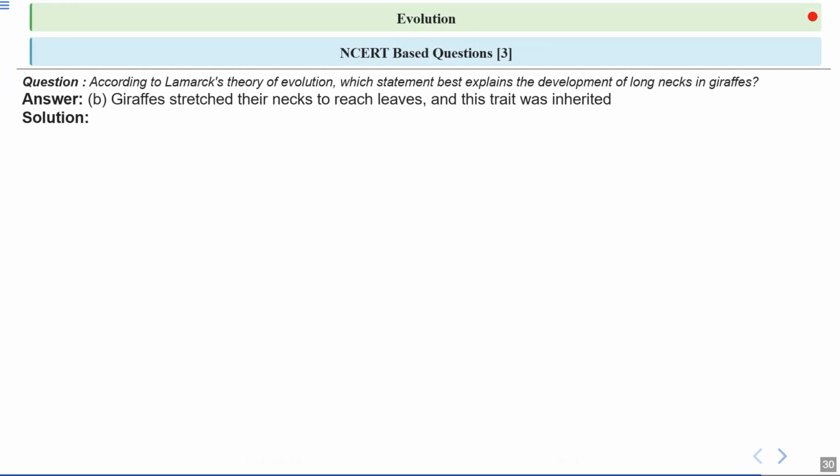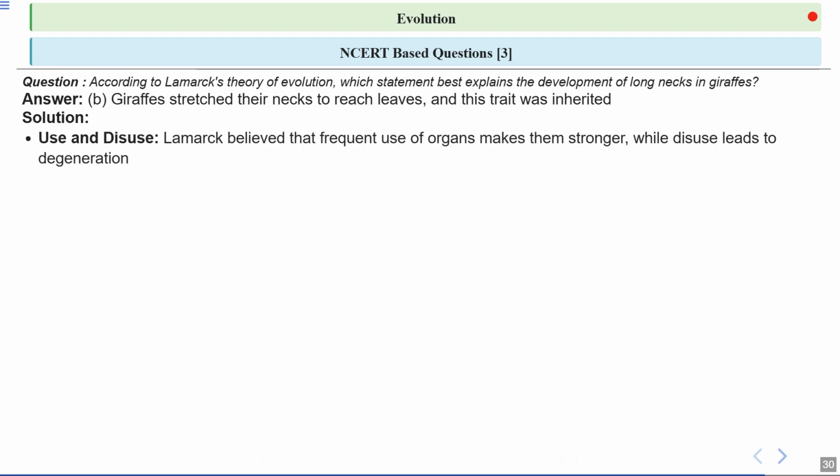So let's have a look at the answer. Option B is the correct answer here. Giraffes stretched their necks to reach leaves, and this trait was inherited. So Lamarck's theory was based on use and disuse of the organ. So he said the acquired characteristics are inherited in the next generation. Okay, so his concept was based on use and disuse.